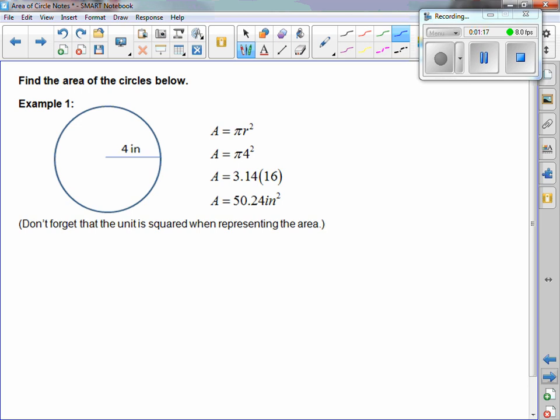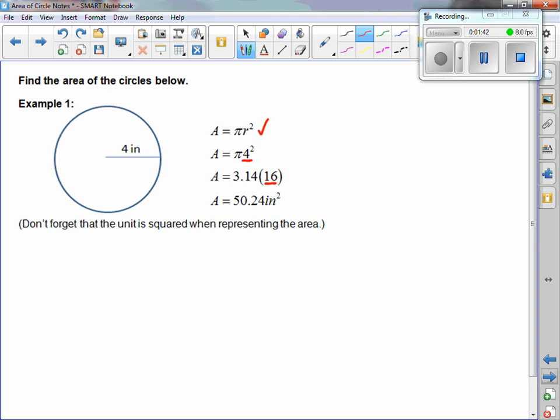The first couple of examples are done for you, but let's work through them. We're going to make sure that we always write our formula first. Area equals pi r squared. That gave us my radius of 4 in the problem, so we're going to fill it in. 3.14 for pi, radius squared, 4 squared. 4 squared has a value of 16.